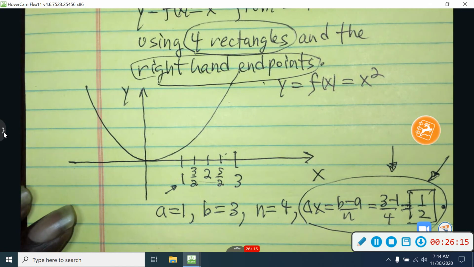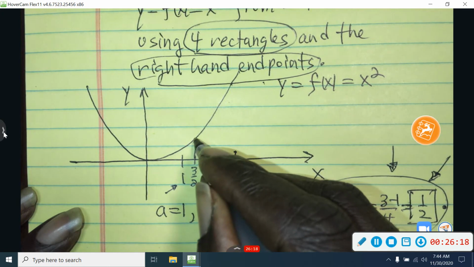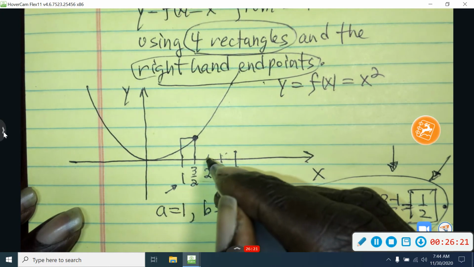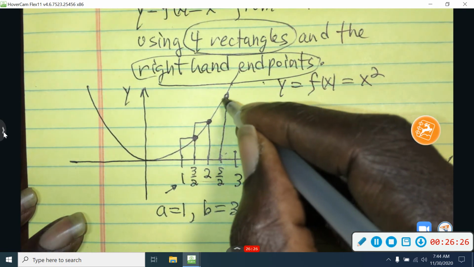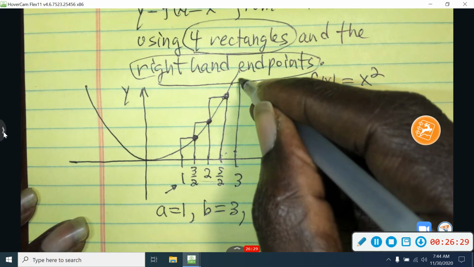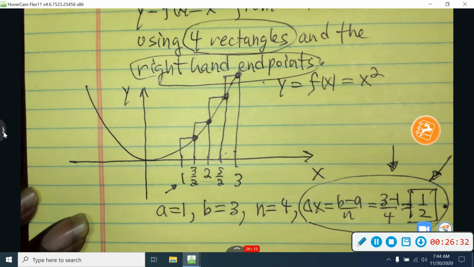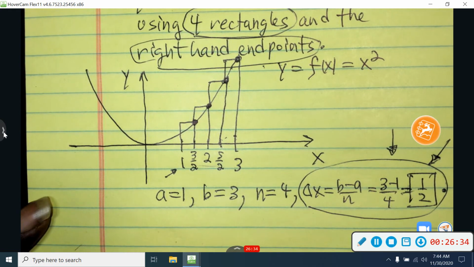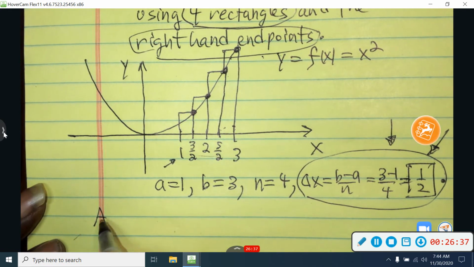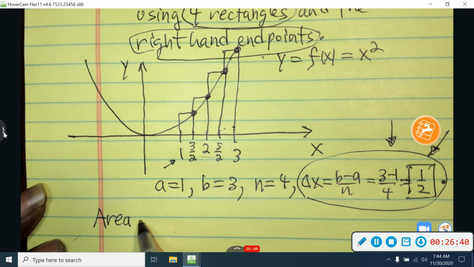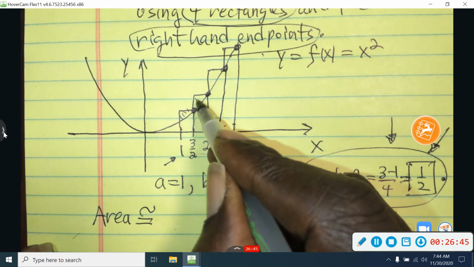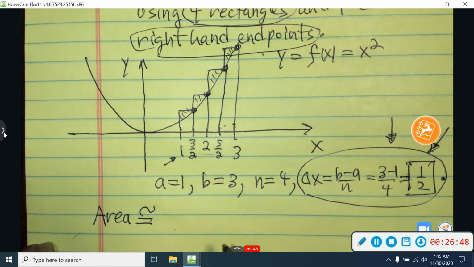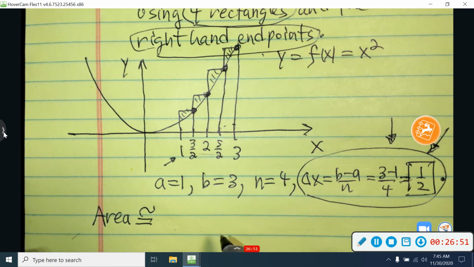Now we're using the right-hand endpoint. So the first box looks like this, the second one looks like this, the third one looks like this, and the fourth one looks like this. And you just add it up. It's that simple. So the area would be roughly equal to, again, it won't be equal. You can see we're getting too much. But if we put more boxes in, we still get too much, but less too much, and so on. You saw the pictures at the beginning of the video.